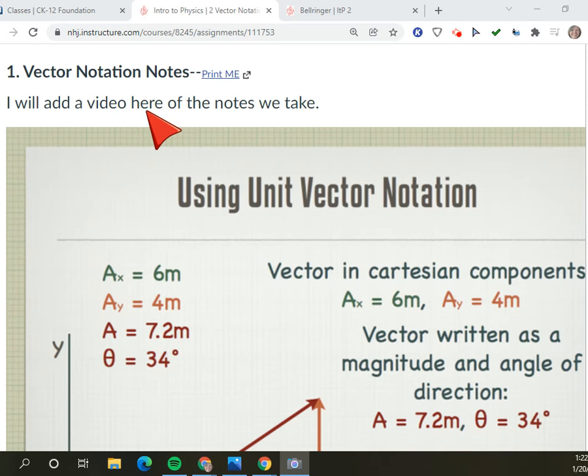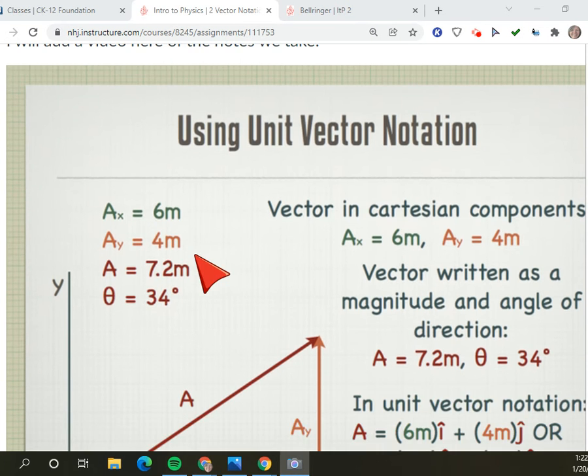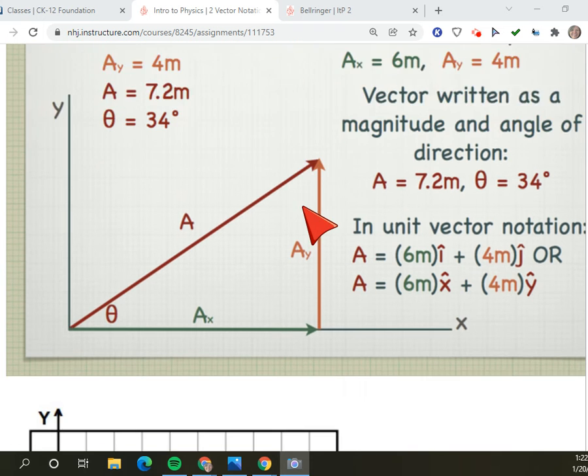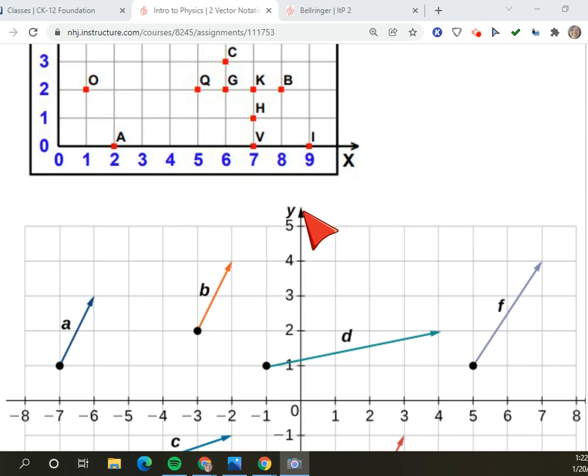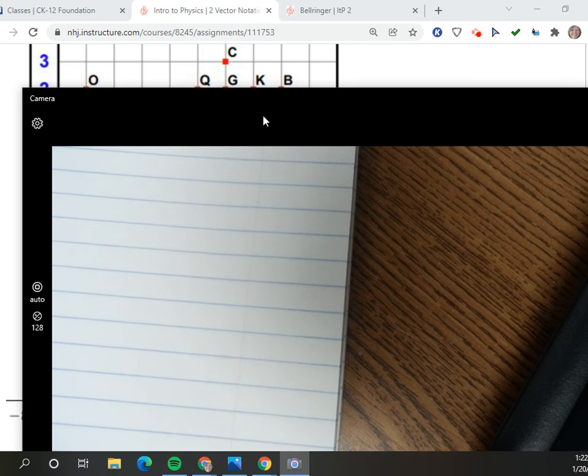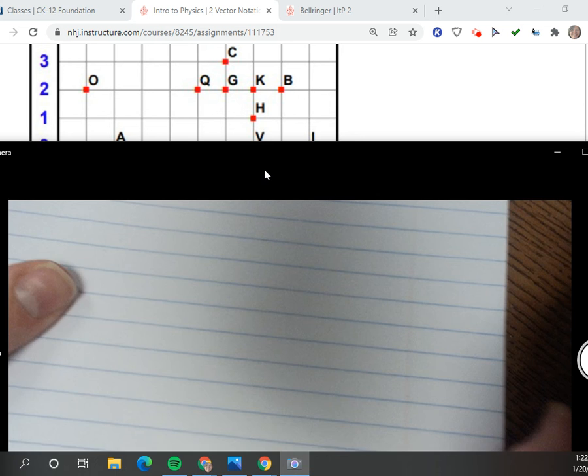Alright, so today we're going to talk about vector notation. We are going to use this picture. If you guys in the class want to turn the lights out, that's fine. We're going to use this picture to get us started with our notes, and then we'll go through some examples. But right now, let's go ahead and turn to our notebook.